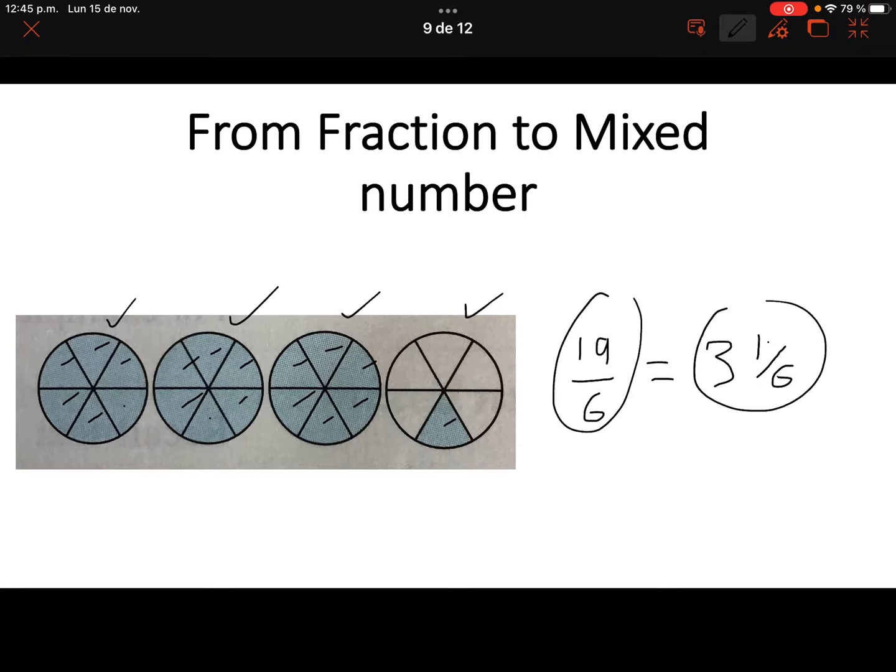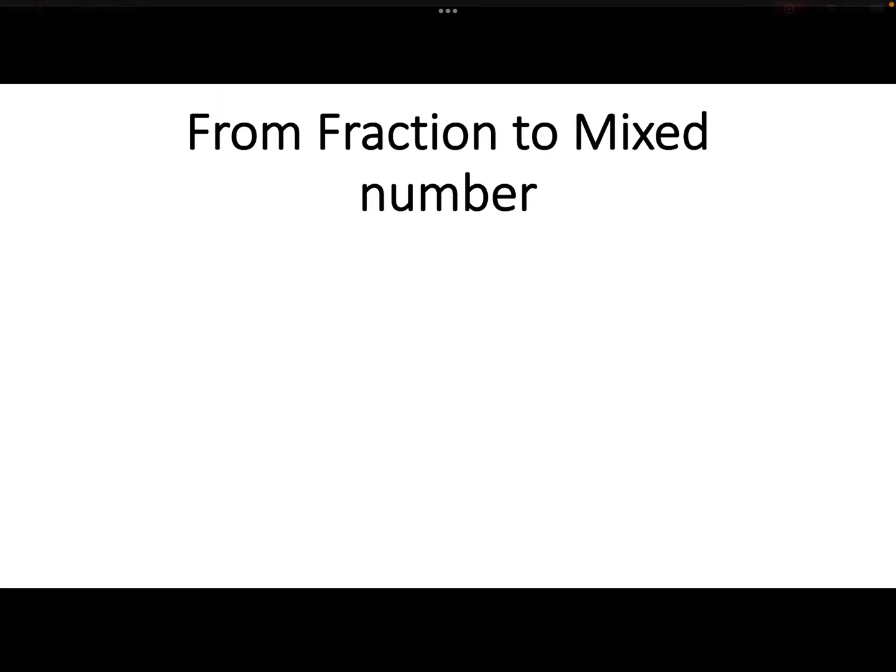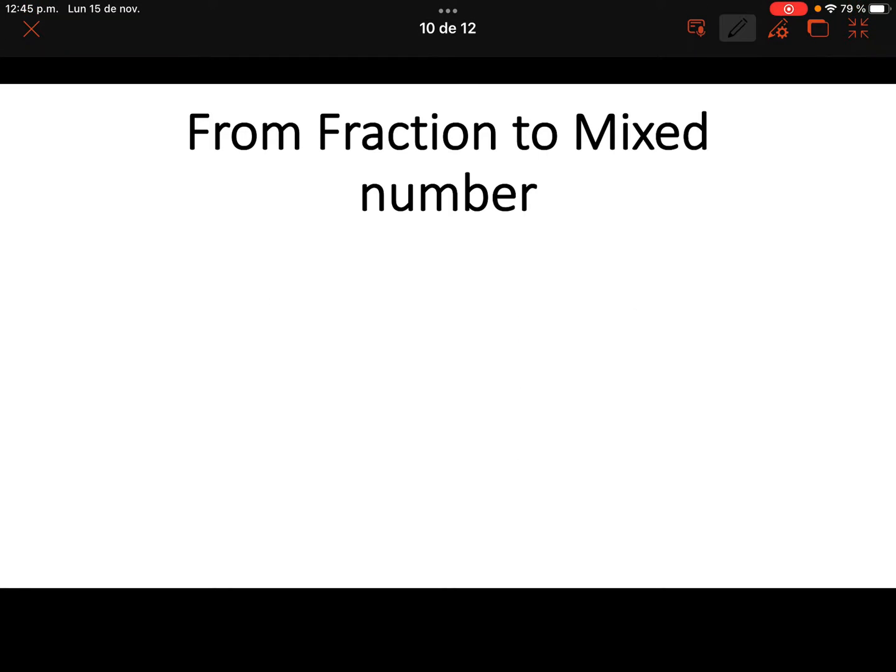Very simple. But obviously, arithmetic is also going to help us to do it in an easier or faster way. For example, let's analyze the fraction 5 over 2. If we have to transform 5 over 2 into a mixed number, we have to divide 5 by 2. Okay? Then 5 divided by 2 is 2.